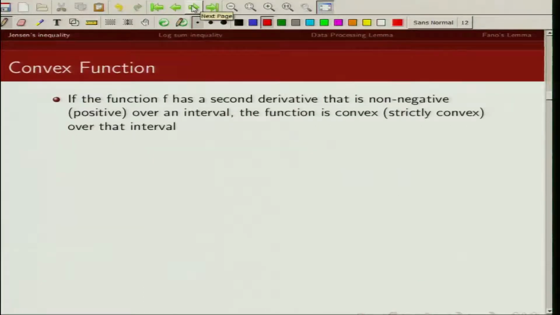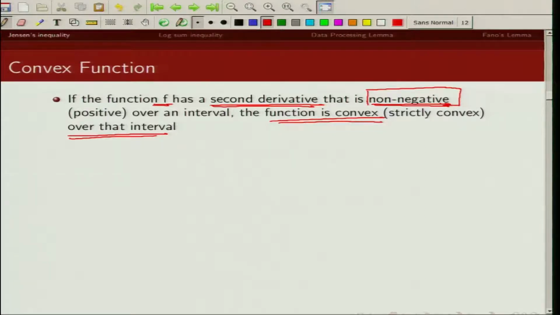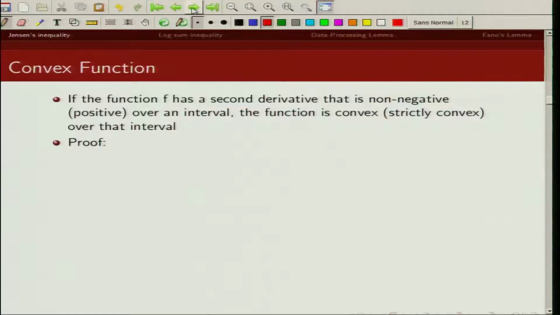Okay. Now we will show another way of proving whether a function is concave or convex. If we have a function f that has a second derivative, and this second derivative is non-negative over the interval over which the function is defined, then the function is convex over that interval. So what do we need? We want the second derivative to be non-negative. Now how can we prove this?